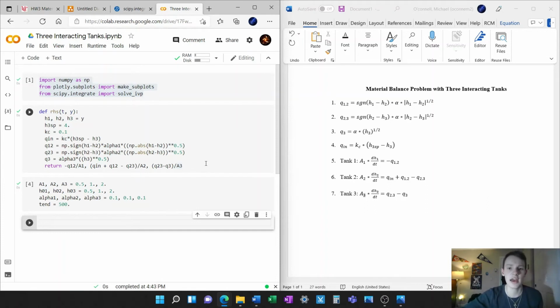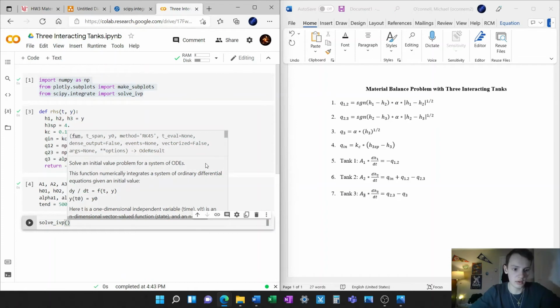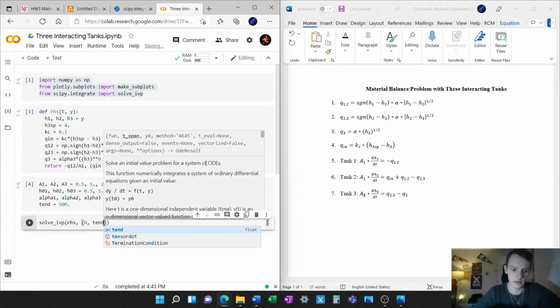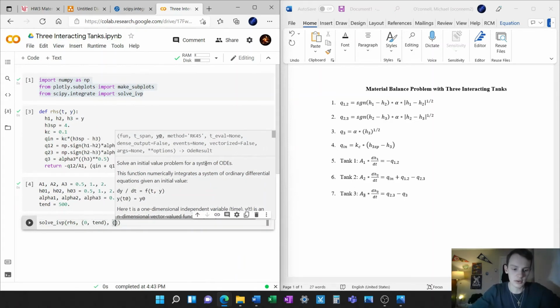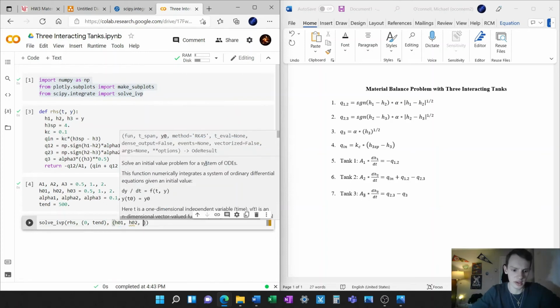So we have all of that. Now the next thing we have to do is actually use solve IVP. And what do we need to put in here? Well, we need to put in our function. Then we need to put in our time span. So we'll start at 0 and we'll go to our end time. We need to put in our heights, which for us is going to be the initial fluid height in each tank.